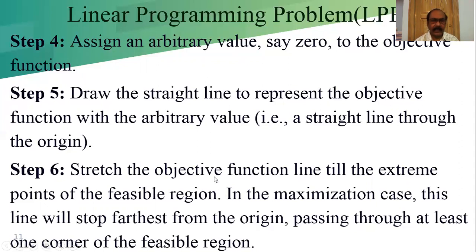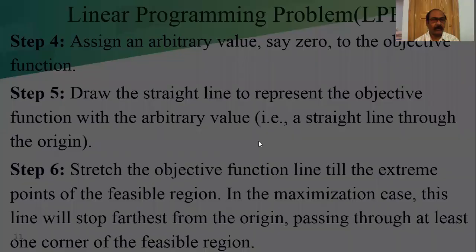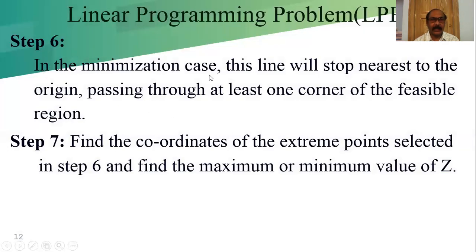Step 6. Stretch the objective function line till the extreme points of the feasible region. In the maximization case, this line will stop farthest from the origin, passing through at least one corner of the feasible region. It is the far end of the feasible region, at one extreme point, which we can also call a corner point. For the minimization, it is the nearer point it will meet. In the minimization case, this will stop nearest to the origin, passing through at least one corner point of the feasible region.